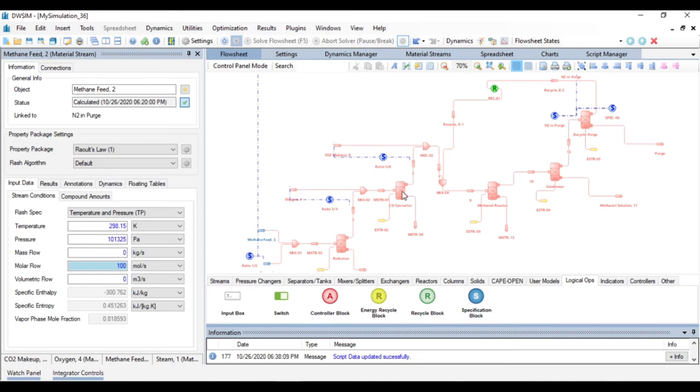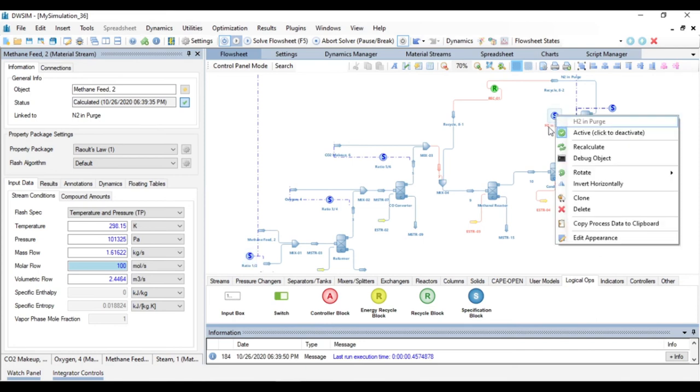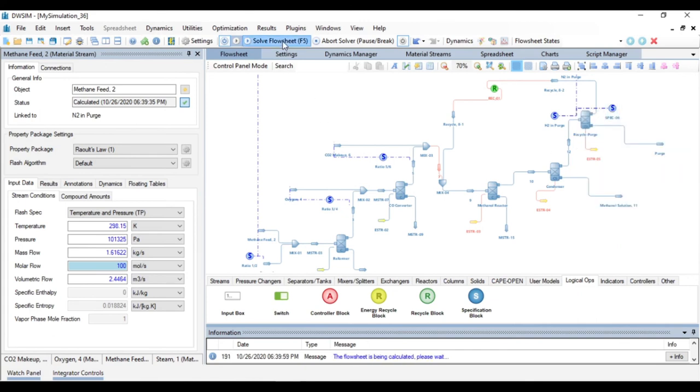Okay. Then after we calculate or solve the flowsheet, we will recalculate the spec blocks that are in red in this title, or the name of the spec block. Okay, we'll solve this. So we will receive an error here. So we will recalculate the ratio here, that is not calculated because it is in red. Also recalculate and recalculate. Then solve again the flowsheet.